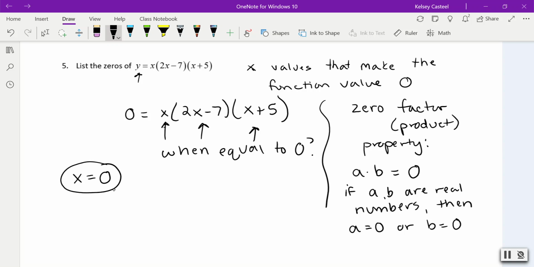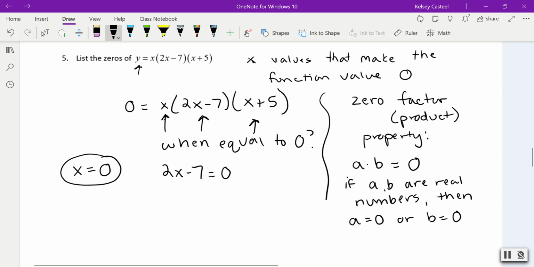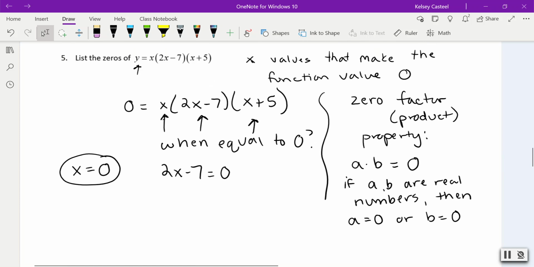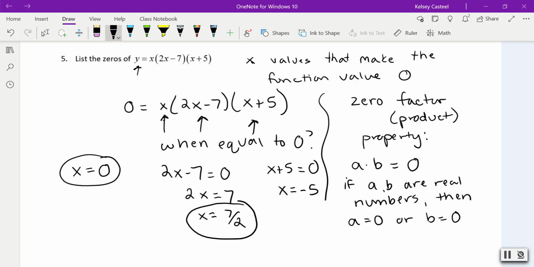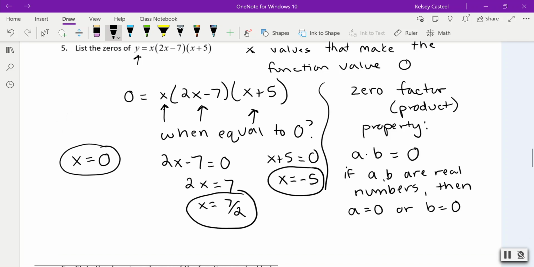The second factor, 2x minus 7, I want to know when would that be equal to 0. So this one does create a little equation that I can solve. So I'm going to add 7 to both sides and then divide by 2. So positive 7 halves is another zero of my equation. Our third factor, x plus 5, when would that be 0? Well, x would have to be negative 5. If we subtract 5 from both sides, we see that our zero would be negative 5.